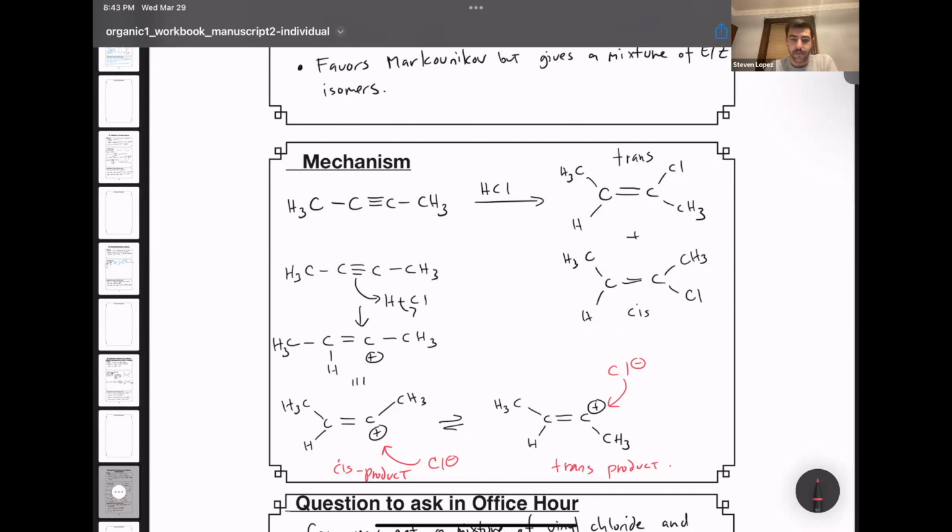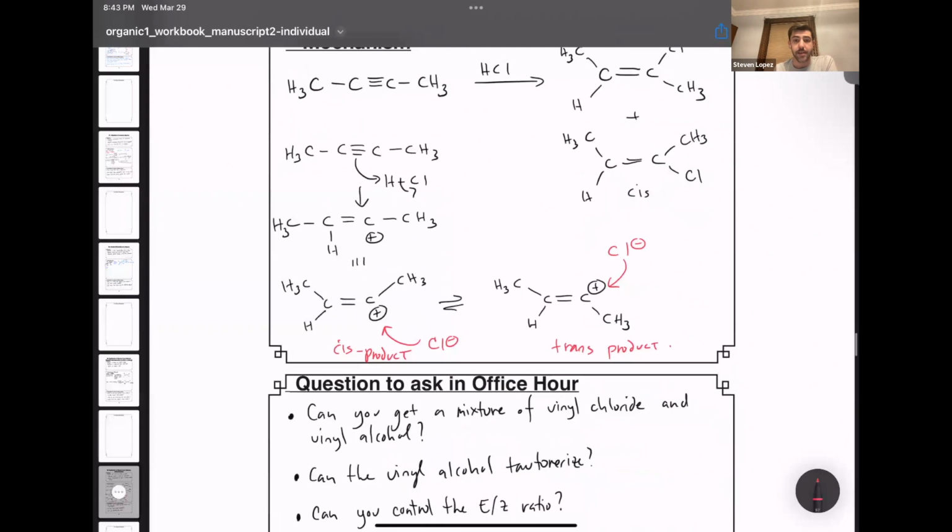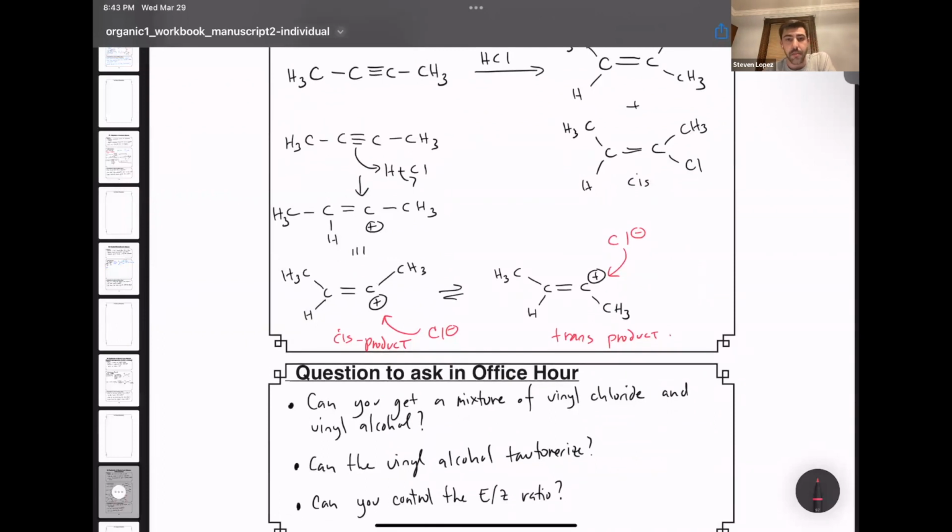Some questions you might want to ask in office hours. One, can you get a mixture of vinyl chloride and vinyl alcohol? And if you make the vinyl alcohol, can that tautomerize? That's going to be the subject of an episode that we'll do right after this. And finally, can you control the cis to trans ratio in this reaction?